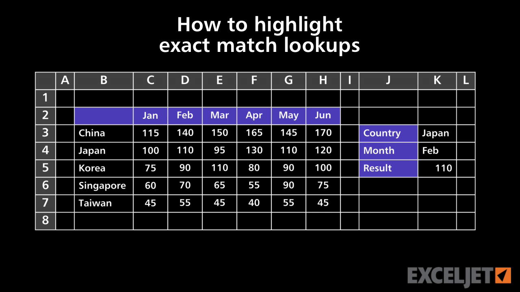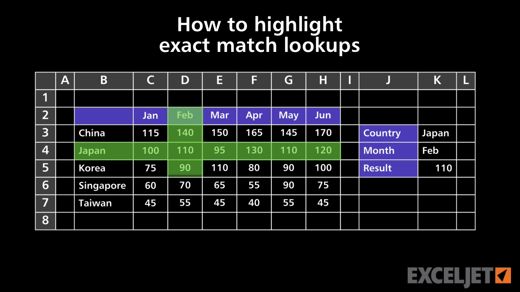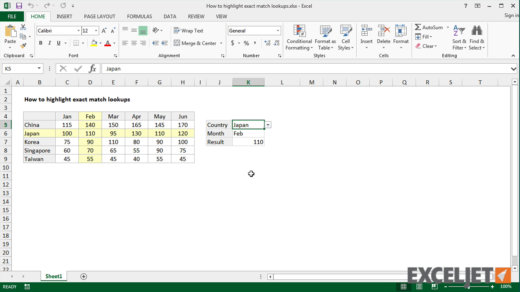In this video, I'll show you how to use conditional formatting to highlight rows and columns associated with exact match lookups. Whenever you have a lookup table visible to users, a nice touch is to highlight the rows and columns that match the current lookup. This makes it easy for users to see where a value is coming from, and it's a nice way to make your spreadsheets more friendly and transparent.